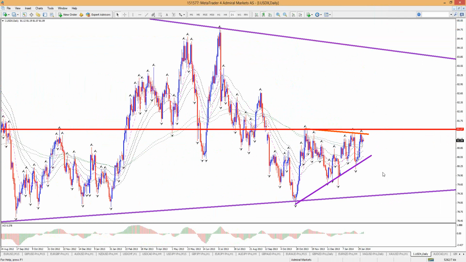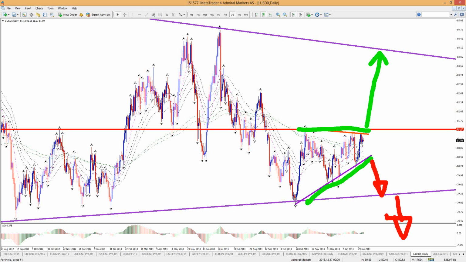From this daily perspective, we can see that there's a clear resistance here, clear support here, and we're stuck in that wedge. A break above that wedge, we could see a breakout trade up to the next resistance line. A break below would mean we have a potential to move like this and then maybe like this.